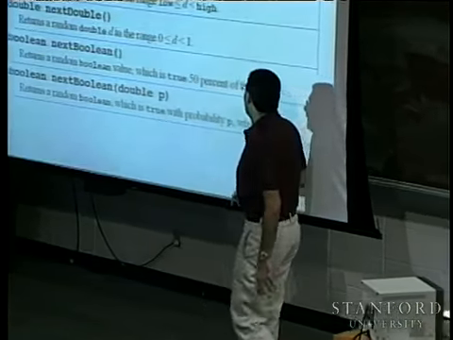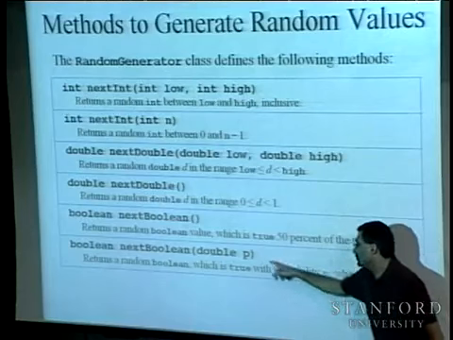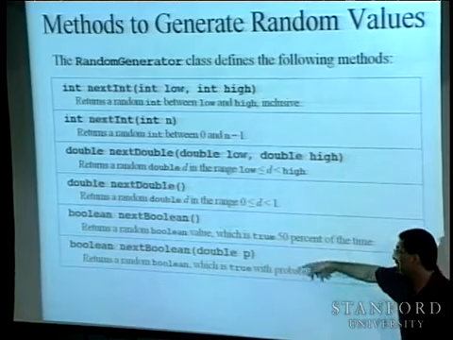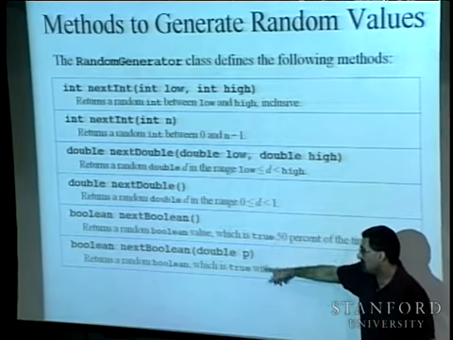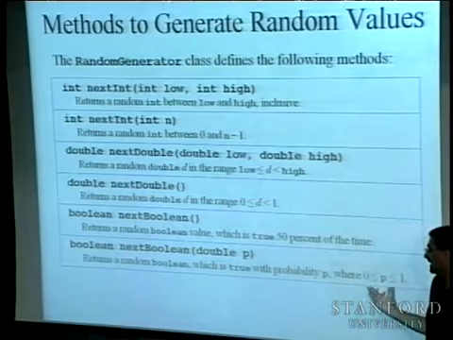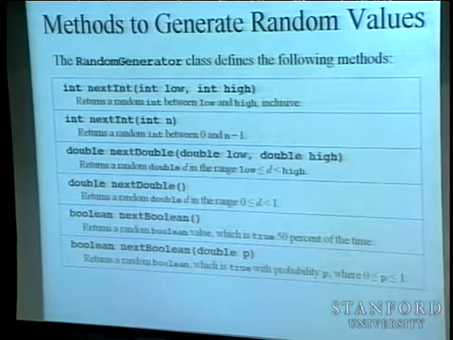With nextBoolean, you give it a double, and what it says is it will return true with probability p. So if you set p to be 0.5, it's the same thing as the case up here, but you can set it to be different if you want. p has to be between 0 and 1 because it's a probability.